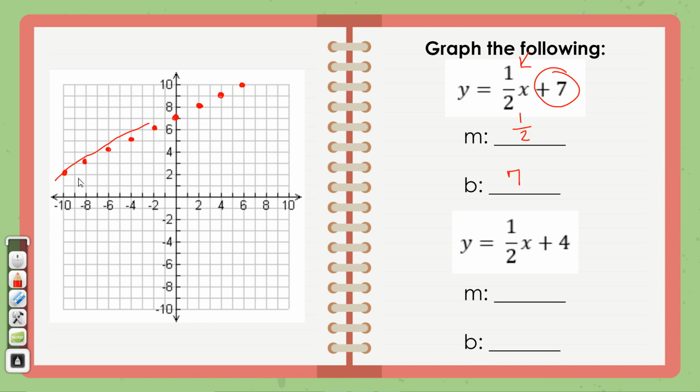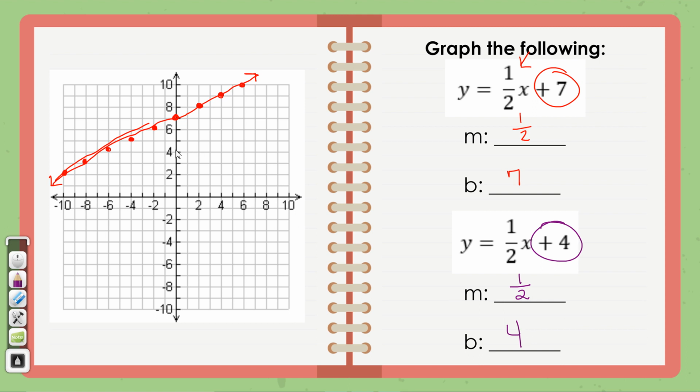Connect your lines. Oof. Try that again. I'm going to switch colors. Y equals 1/2 x plus 4. This time my slope is 1/2, and my B is a positive 4.